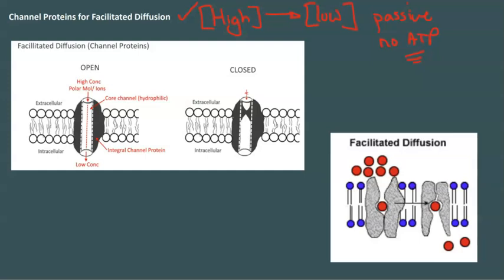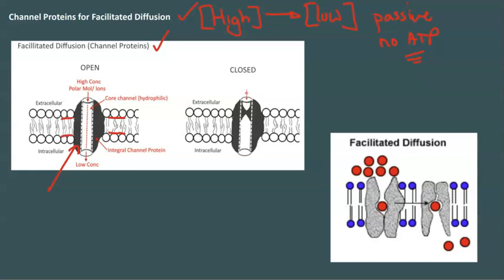Now, unlike simple diffusion, this form of diffusion requires the presence of channel proteins, integral proteins. So channel proteins are integral proteins in the membrane. And of course, you can see here that drawn in black in the membrane, we have our protein, and the core of that protein is shown here as well. So this is going down through the center of the protein and creating a channel through the repelling layers of the lipid tail structures.